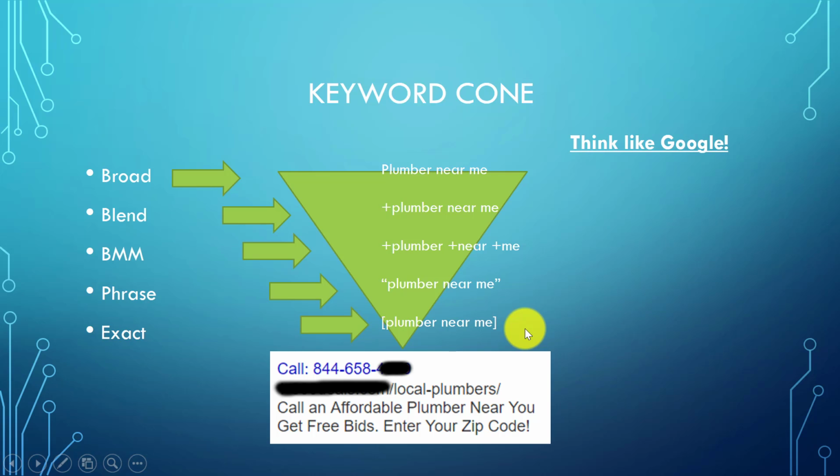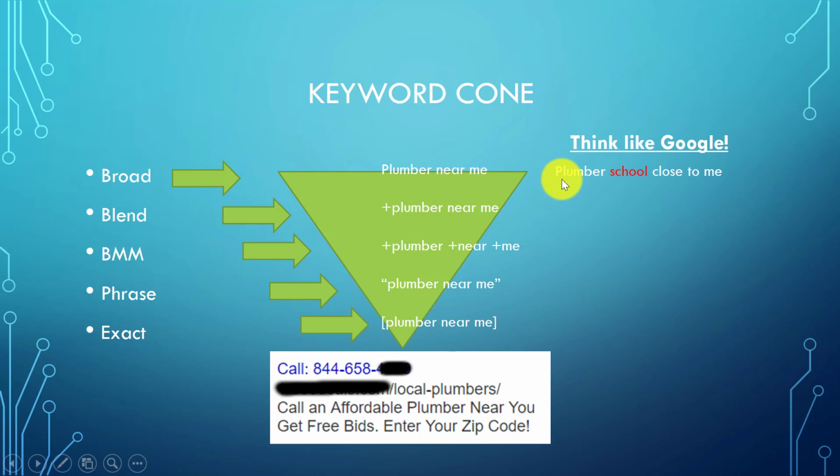So what I really want you to do is think like Google. How does Google think? This is extremely important. And I can't stress this enough, but you have to start thinking like Google if you want to be a good AdWords PPC guy. So if someone were to type in plumber near me, it could be plumber school close to me. This could be a search term because you see here, plumber near me is very broad.